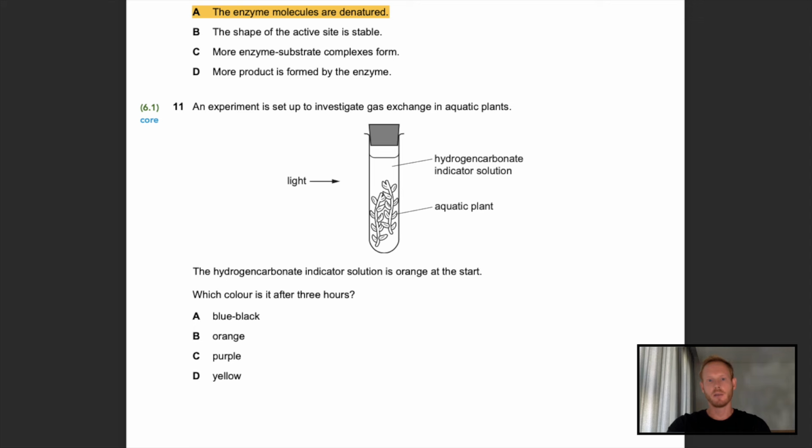So in the diagram, the aquatic plant is exposed to light and is therefore photosynthesizing. Photosynthesis uses up carbon dioxide, which means the concentration of carbon dioxide in the solution is decreasing. As we learned in topic 6.1, hydrogen carbonate indicator solution turns yellow as carbon dioxide increases and purple as carbon dioxide decreases. So the correct answer here is C.